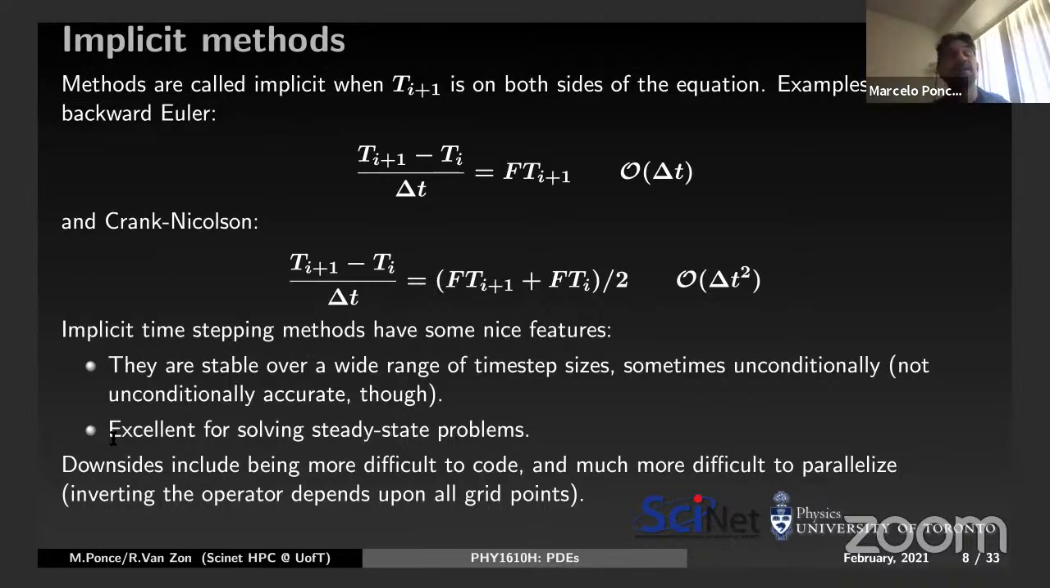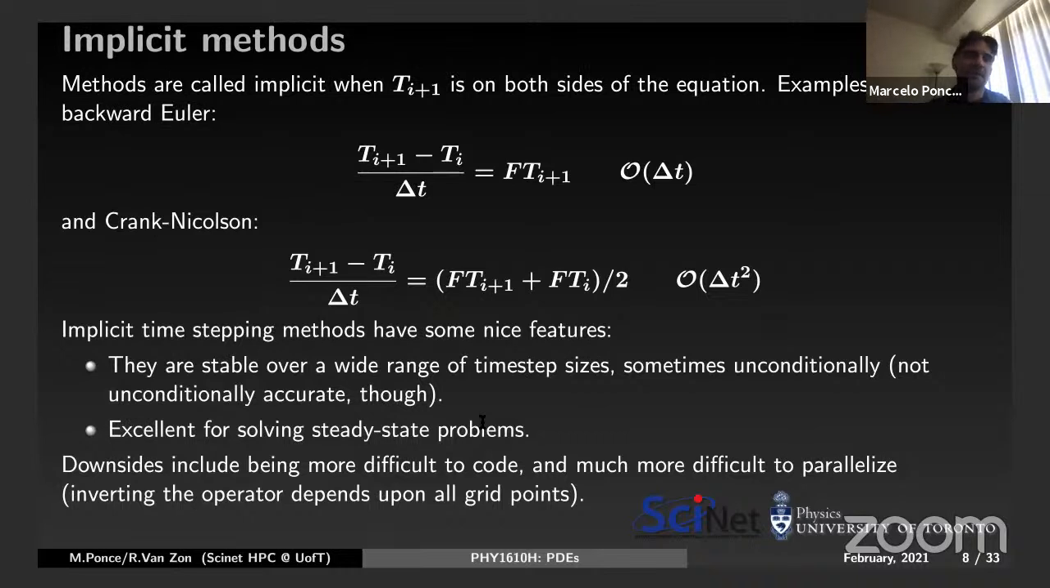The downsides, of course, as you can see right away from the equation, is they're a little bit more difficult to implement and way more difficult to parallelize. And the reason is inverting the operator that depends upon all the grid points. We haven't talked about the spatial part yet, but this operator F carries dependencies on the spatial derivatives and the spatial points in the grid. So that is the tricky part with the implicit methods.